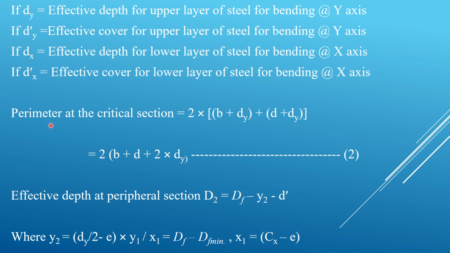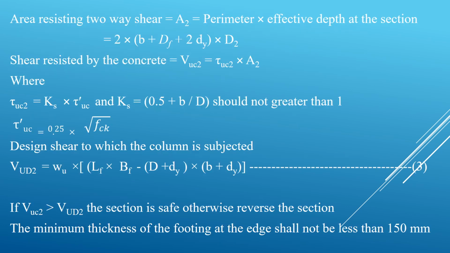Then the perimeter at the critical section is given by the formula 2 in the bracket b plus dy plus d plus dy. By solving this equation, we get the perimeter of the critical section is equal to 2 times in the bracket b plus d plus 2 times dy. The effective depth at the peripheral section is calculated as follows: d2 is equal to df minus y2 minus d dash, where y2 is equal to dy by 2 minus e into y1 divided by x1, which is equal to df minus df minimum. x1 is equal to cx minus e.